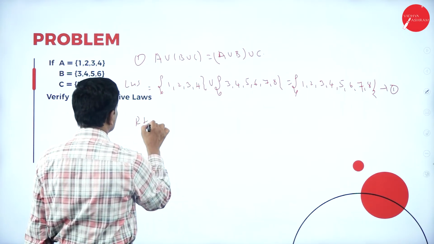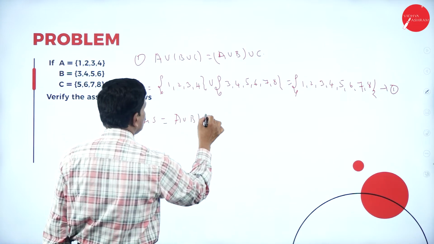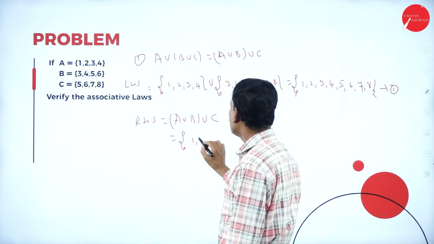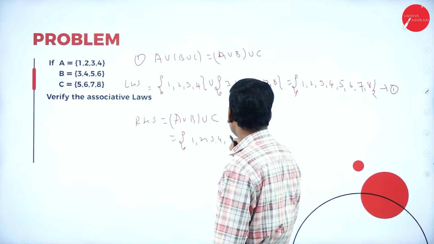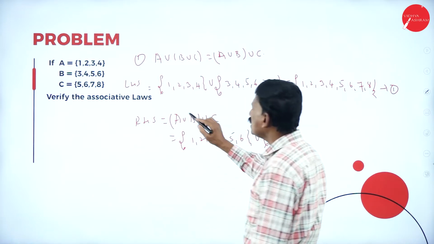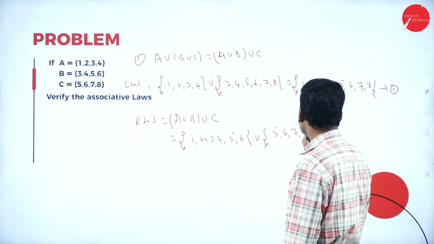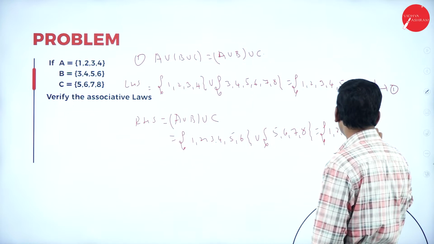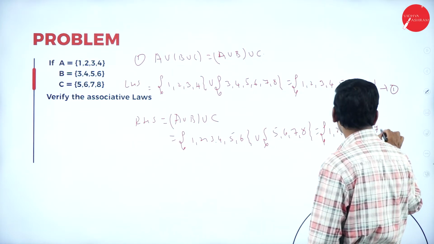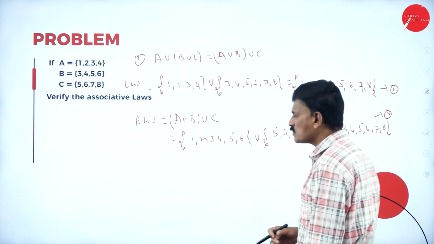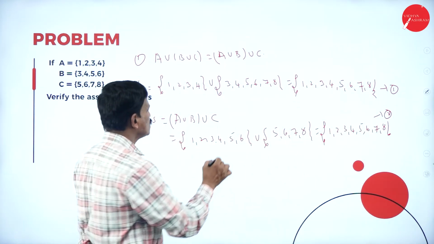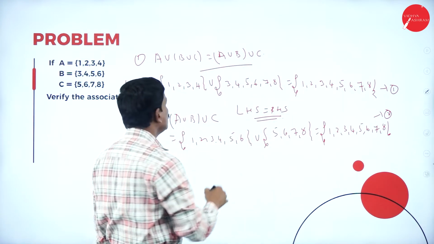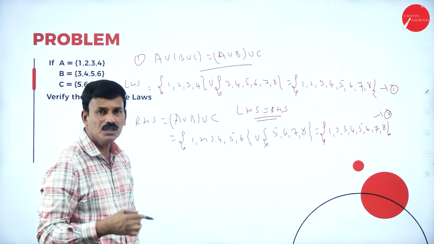Now write the RHS. What is RHS? A union B union C. A union B, the union of A and B, is 1, 2, 3, 4, 5, 6. Then union with C. C contains 5, 6, 7, 8. That is 1, 2, 3, 4, 5, 6, 7, 8. See equations 1 and 2. From 1 and 2 we can say that LHS is equal to RHS. Therefore, (A union B) union C is equal to A union (B union C).